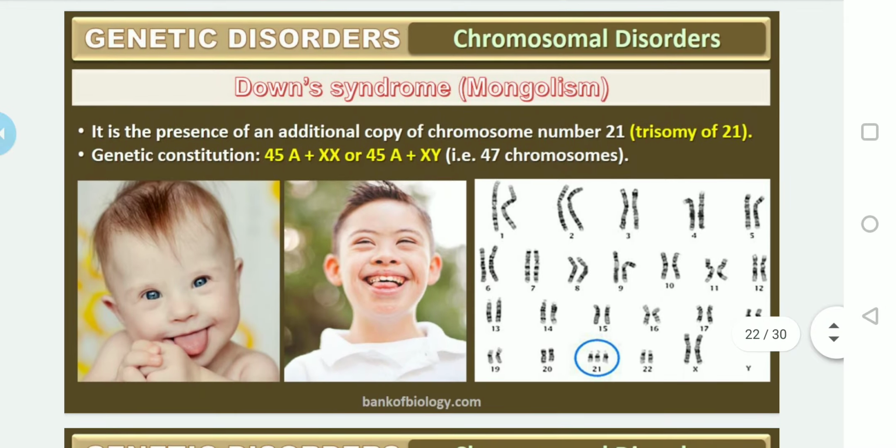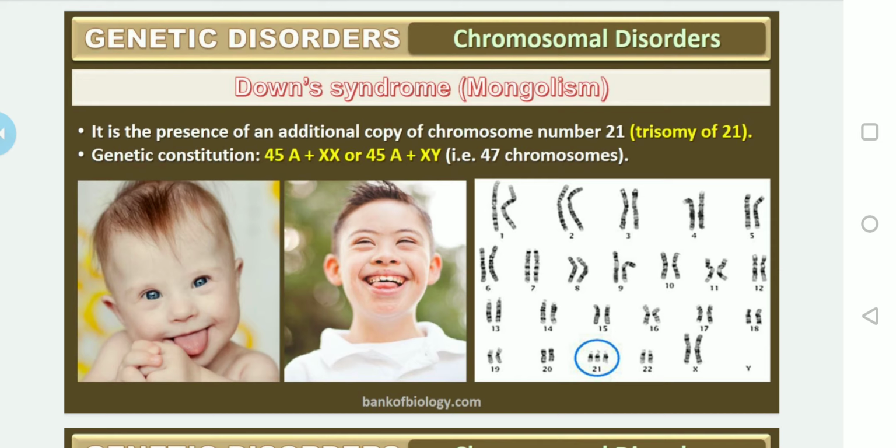So let us discuss whatever is present in your syllabus, the chromosomal disorders. In that, the first one is Down syndrome. Down syndrome is also known as Mongolism or Mongoloid idiocy. Actually, Down syndrome is an autosomal hyperaneuploidy. I will tell you why. So let us discuss the chromosomal disorders. In that, the first one, Down syndrome.